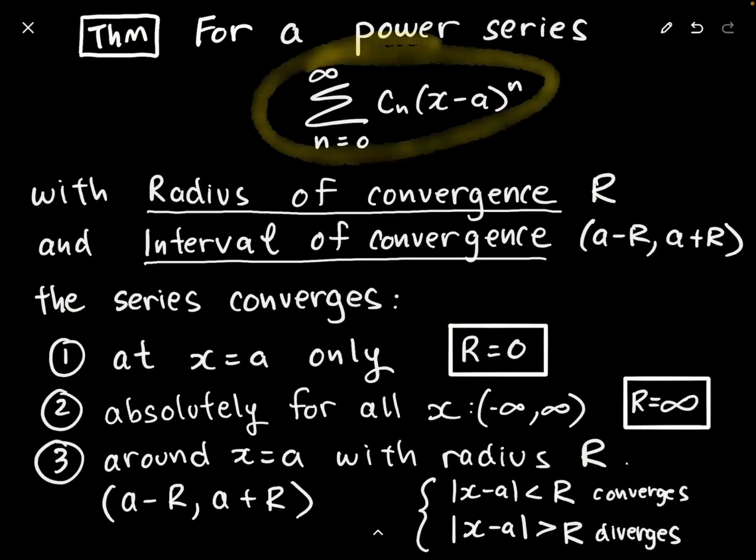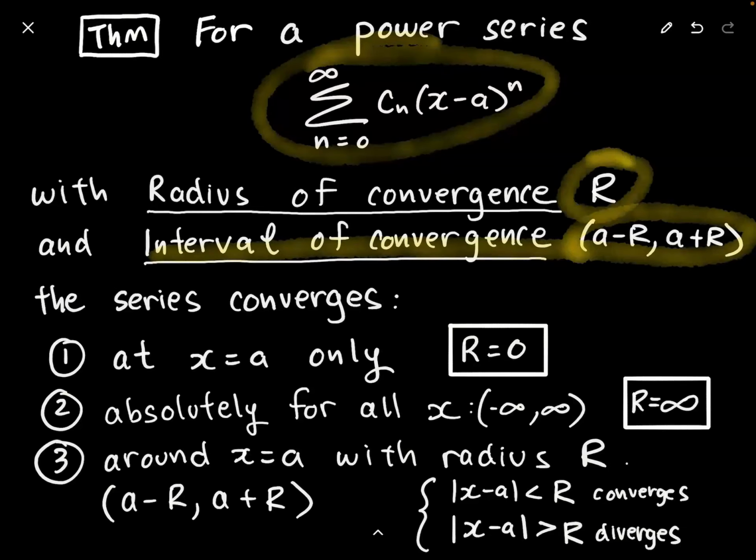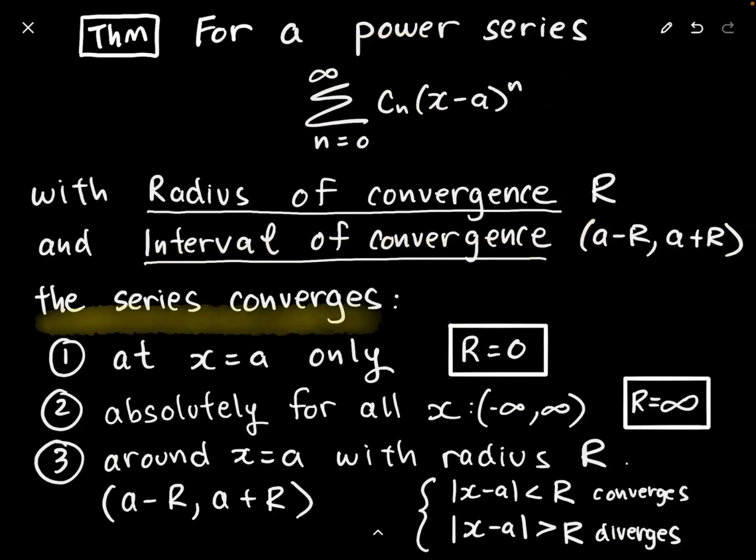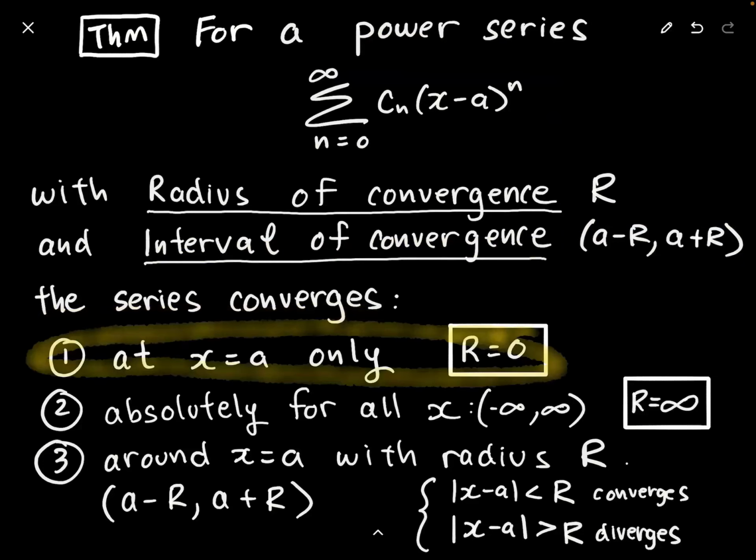In this video, we'll be looking at power series. When you are looking for the interval of convergence, a minus r to a plus r, where a is the center of the power series and r is the radius of convergence, the series always converges in one of three ways. So it could converge only at one point, x is equal to a, and diverge everywhere else, in which case the radius of convergence is 0.